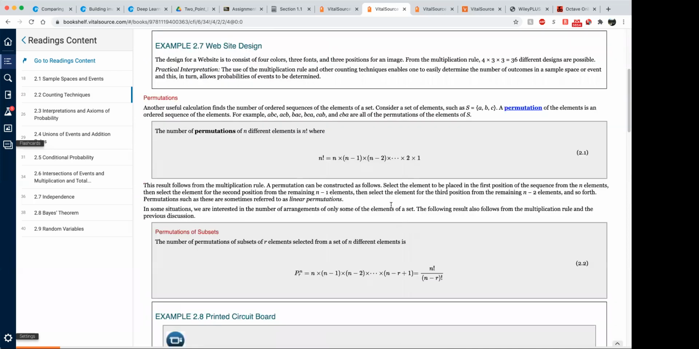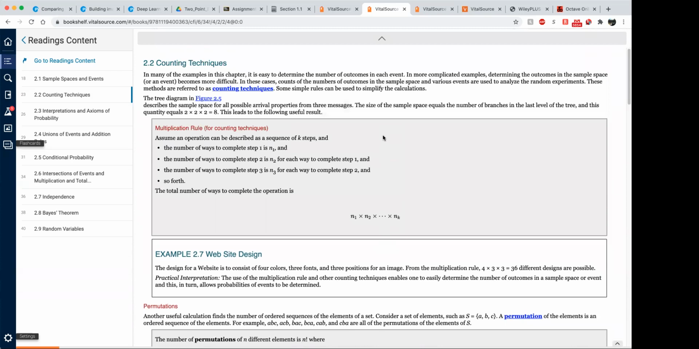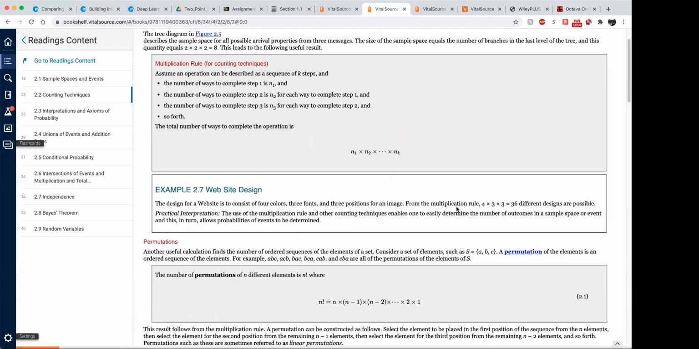That's the multiplication rule. Now let's see example 2.7, website design. The design for a website consists of 4 colors, 3 fonts, and 3 positions for an image. From the multiplication rule, 4 times 3 times 3 is 36 different designs possible. See that? That's the total number of outcomes. How many combinations can the designer make? 36. In statistics, we say this is an example of the multiplication rule.